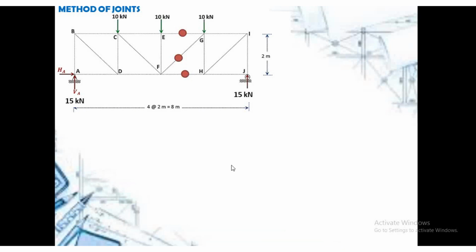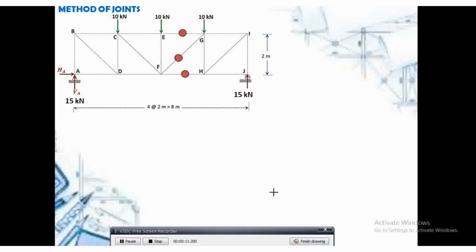So, pipili ngayon ako ng joint kung saan dalawa lang ang unknown. Pwede kong sabihin, kukunin ko si joint A, kasi ito na lang ang unknown. Pwede ko rin namang sabihin kay J, kasi ito yung unknown na naka-attach sa kanya. Masyadong malayo si A sa mga EG, FG, and FH. Ang malapit dito kay EG, FG, and FH ay si J. So, si J ngayon ang i-isolate ko.